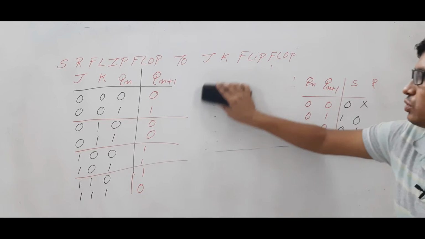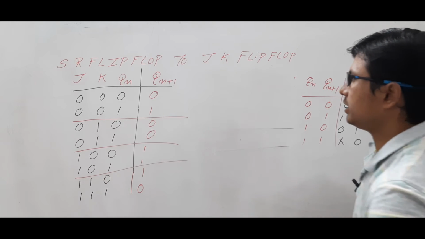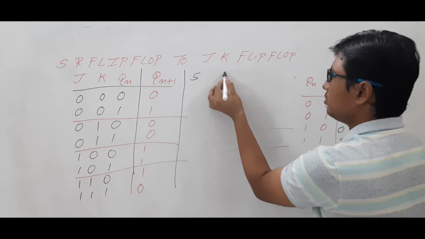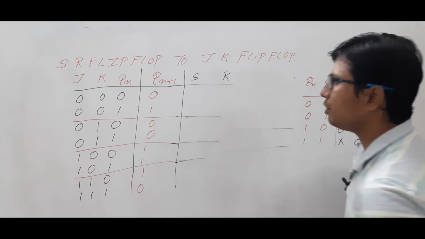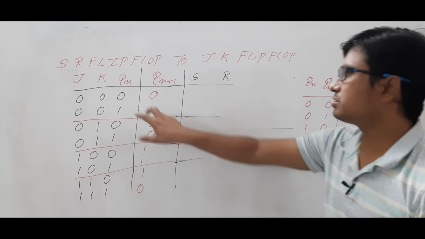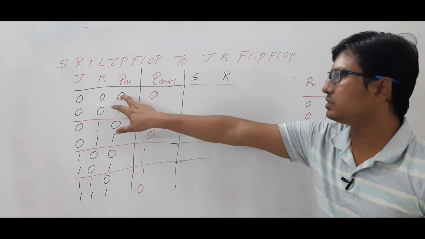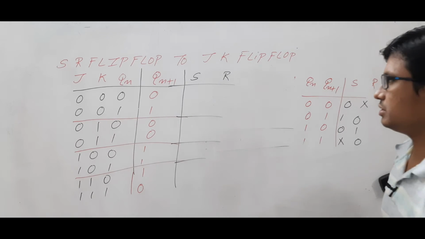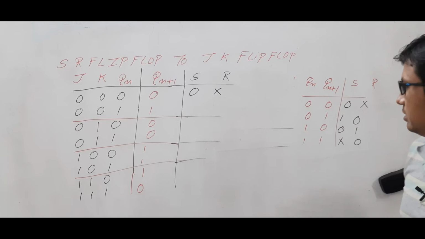Now using this one, I will fill the remaining table. What is the remaining table? I need to fill the S value and R value excitation table. Now you check it. If it is 0 0, what is the S and R value? Qn is 0, Qn plus 1 is 0. What is the S and R value? 0 and don't care. Am I right or wrong?